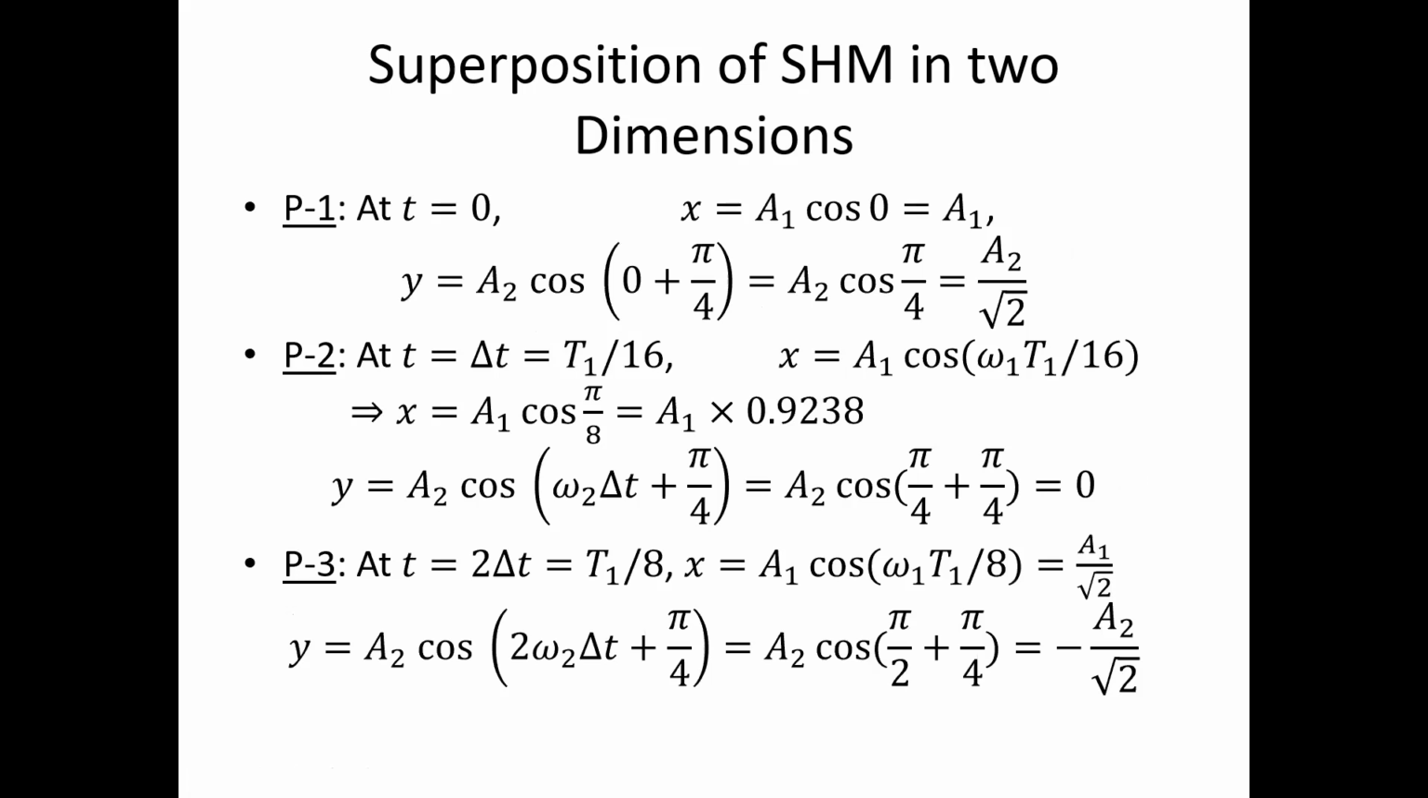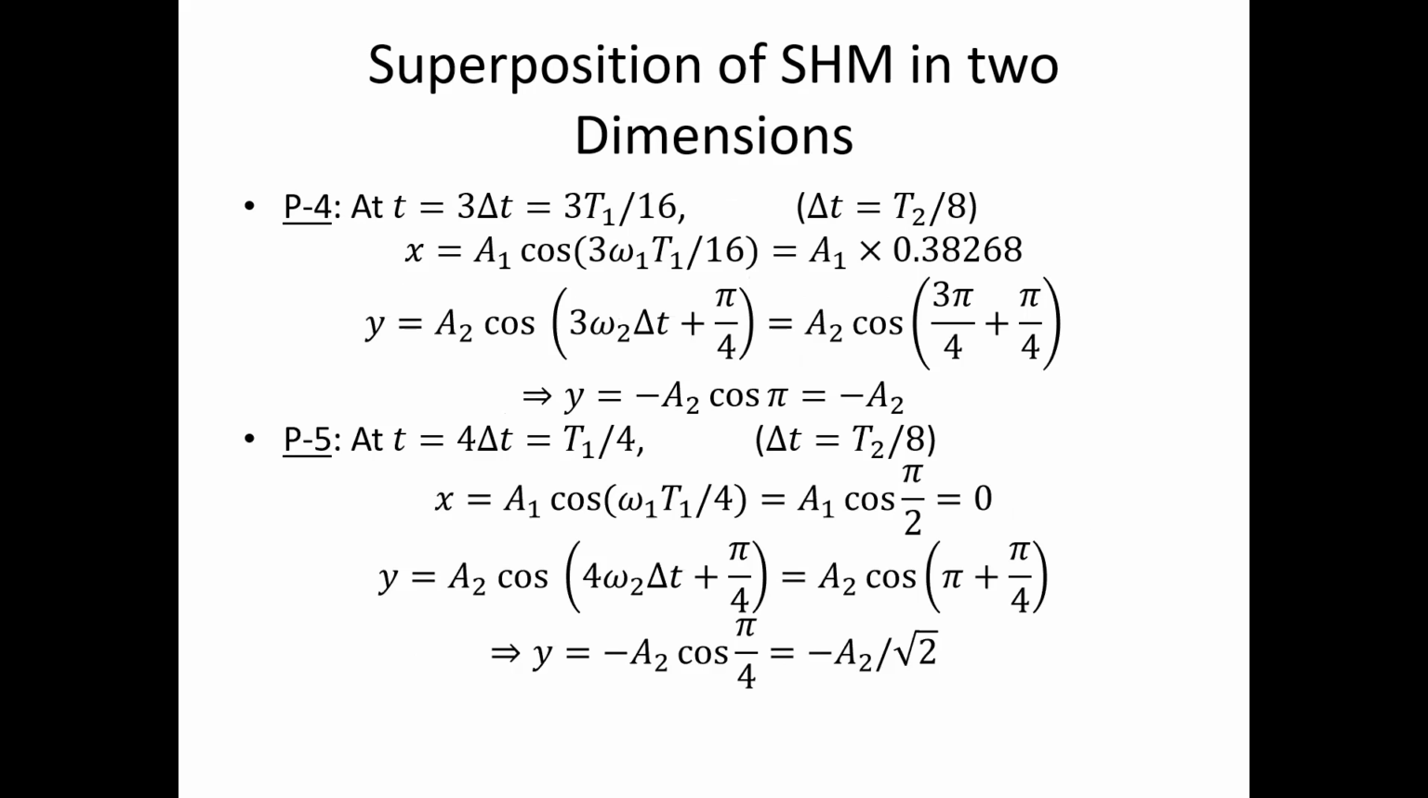At t equal to 2 pi over 2 delta t, that is t1 by 8, we have x equal to a1 cos of omega 1 t1 over 8, that is a1 by 2. And y equal to a2 cos of twice omega 2 delta 2 plus pi over 4. That is equal to a2 cos of pi over 2 plus pi over 4. And if you do the math, you will get minus a2 by root 2.